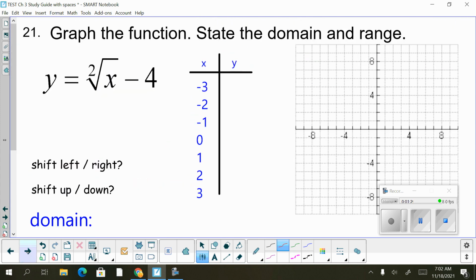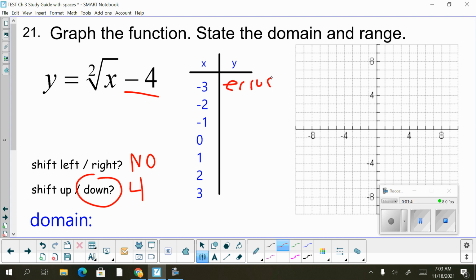All right, 21, same thing. Make sure your radical ends before your -4. So there is no left-right shift because there's no one under the radical. There is a down 4 shift. When you click table, you might be surprised at what you see.